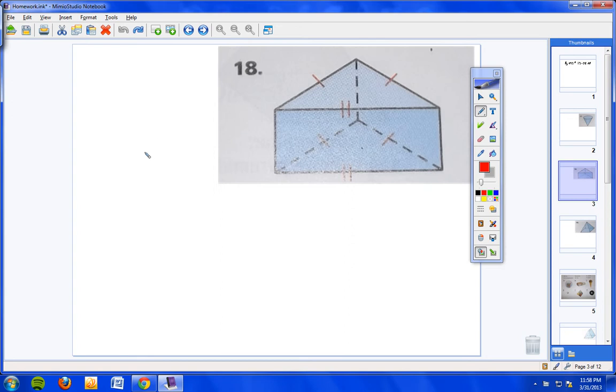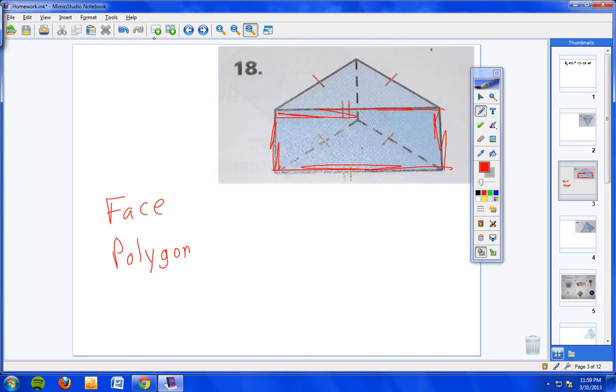Excuse me. Yes, this is a polyhedron. Look at all the faces. Every single face is a polygon. I'm not going to bore you and highlight every single one, but look at the front. There's the front of this thing. That's a rectangle. That's a polygon. Look at the top. The top is a triangle. That's a polygon. Every single face is a polygon.